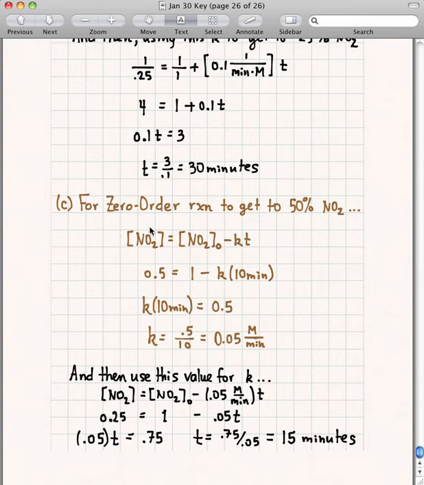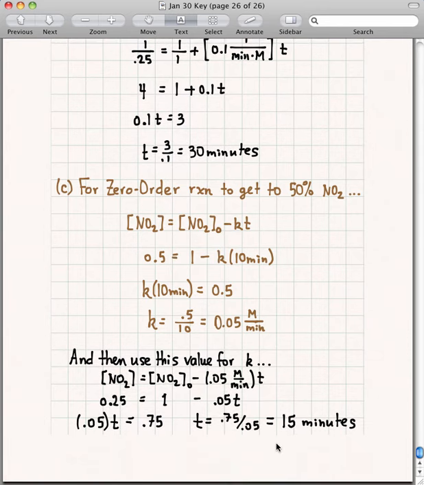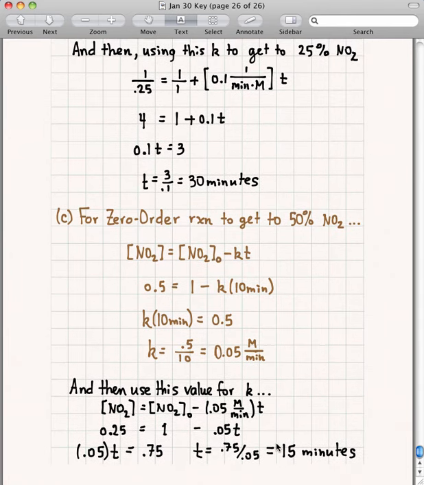For zero order, it's a linear decline from my beginning concentration of 1, and to go down to 0.5 took 10 minutes, and the constant would be 0.05. Shove the constant back in my equation for zero order decay. Start with 1, 0.05 is a constant. How much time does it take to get down to 0.25? 15 minutes. Interesting.